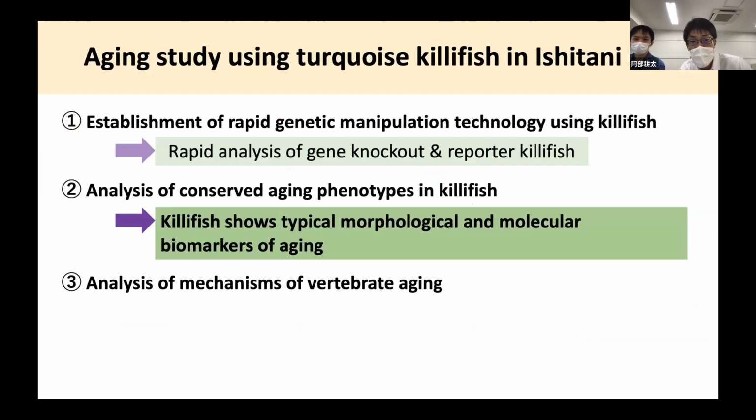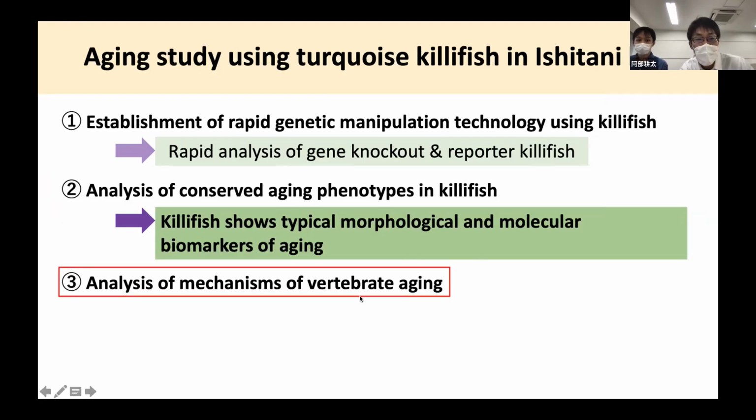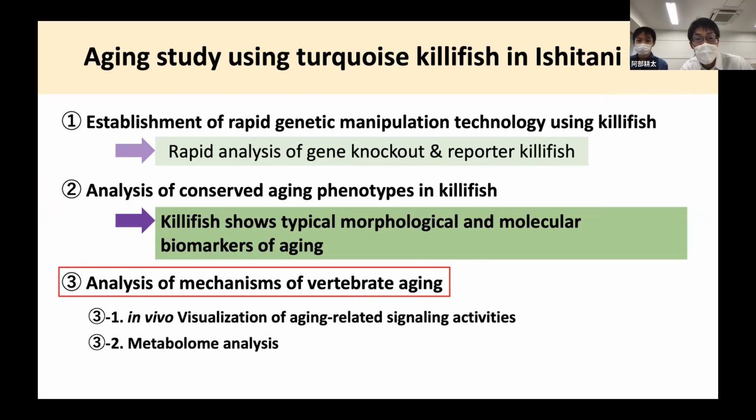So in this way, we further revealed that turquoise killifish shows very typical morphological and molecular biomarkers of aging. So this is a very good model for human-related aging study. And finally, let me explain about the analysis of the mechanisms of vertebrate aging. And today, I'd like to introduce these two analyses.